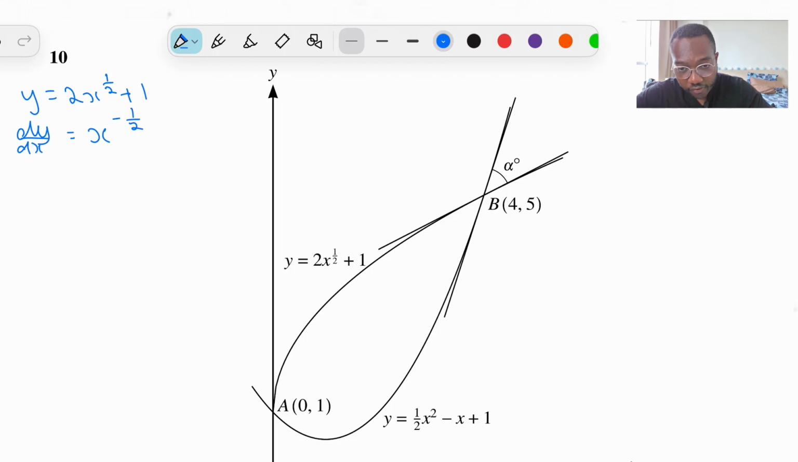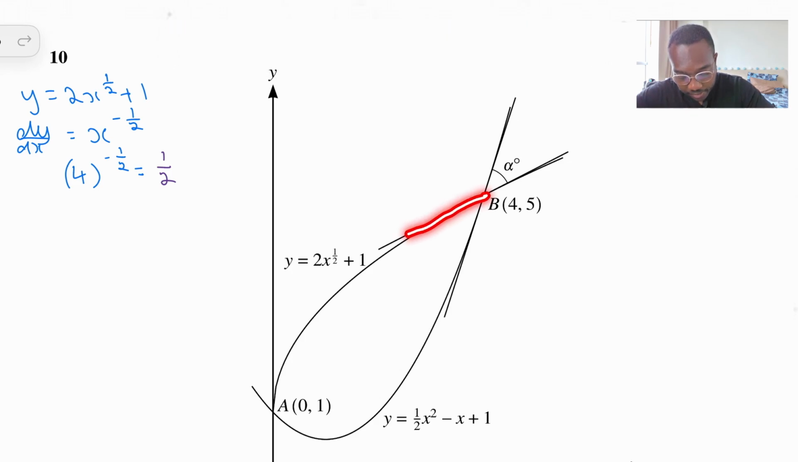And now if we put in our value of 4, because that will tell us the gradient at that point, that will be 4 to the minus a half, which is a half. So what do we know? We know that the gradient here is a half, and we have the point 4, 5.